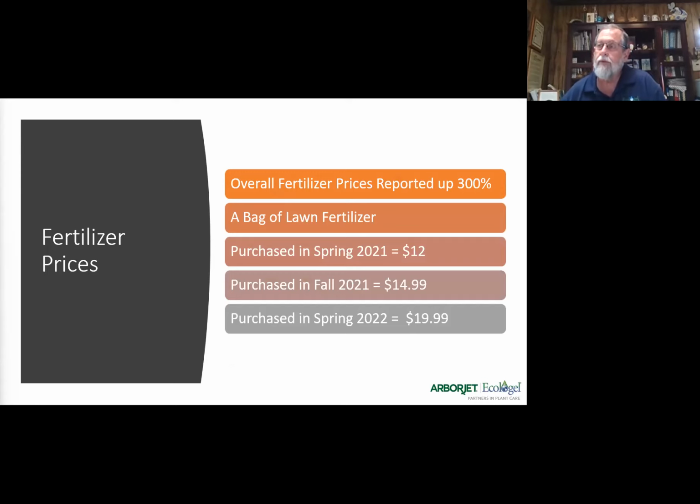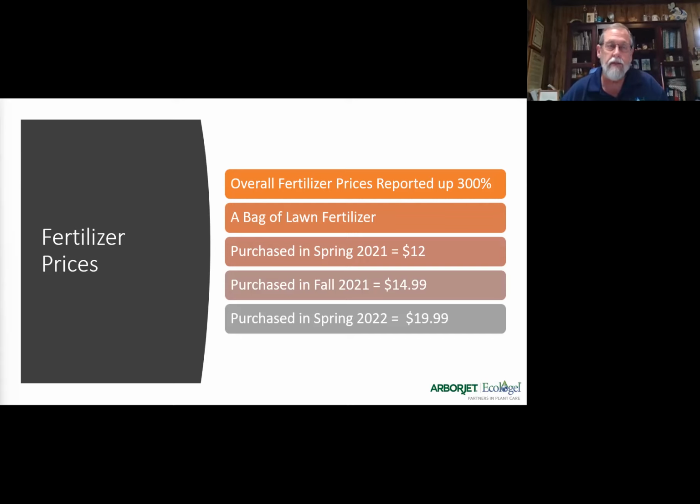Now, when we look at finished fertilizer products, we're hearing prices up to 300% increases. I saw this example in the literature where if you bought a bag of fertilizer in the spring of 2021, it was about $12 a bag. By last fall, it was up to almost $15 a bag. And this spring, they're saying that same bag of fertilizer is $20. So the economics of fertilizer efficiency becomes very important nowadays when you're treating not only a home lawn, but if you're treating hundreds of acres of turf and landscape.